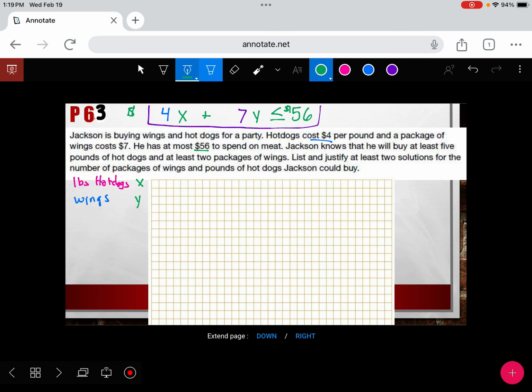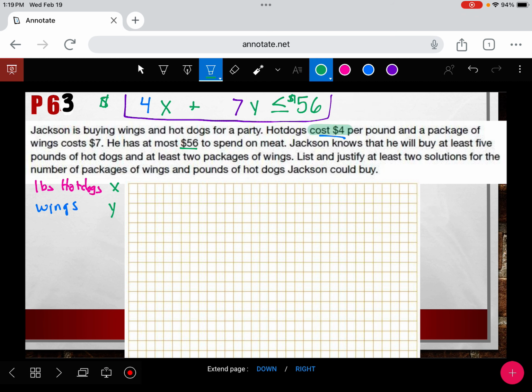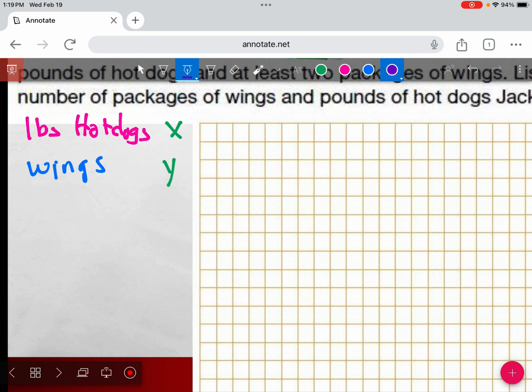What else do we have in here that we need to work with? Because we already dealt with our money, money, money. So we don't need to use them again. What else do we know? At least 5 pounds of hot dogs. How could I write that he needs to buy at least 5 pounds of hot dogs? X is greater than or equal to 5. He's got to have at least 5 pounds of hot dogs.